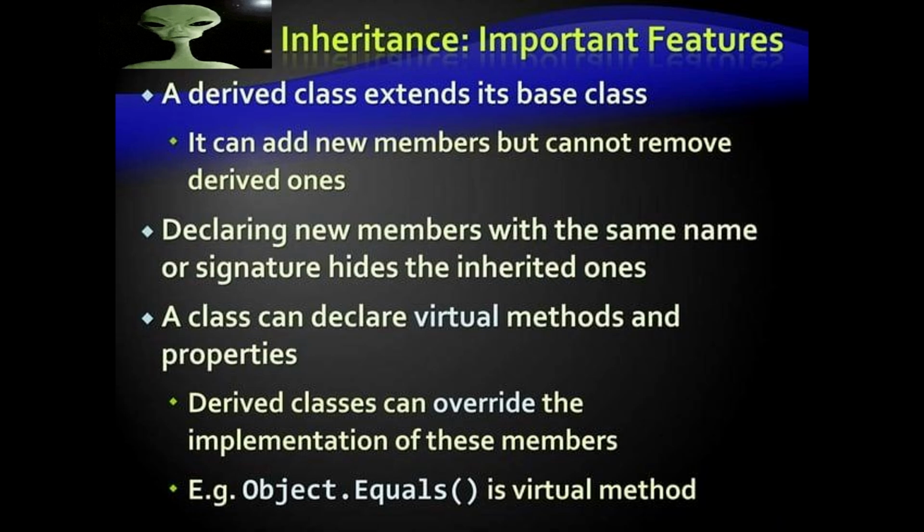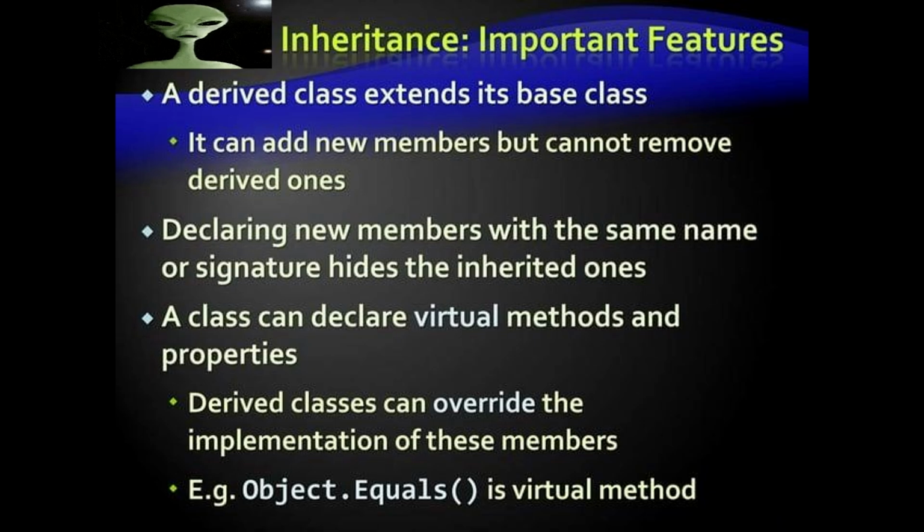It can add new members but cannot remove derived ones. Declaring new members with the same name or signature hides the inherited ones. This is often known as shadowing. A class can declare virtual methods and properties in the language C#. Derived classes can override the implementation of these members.